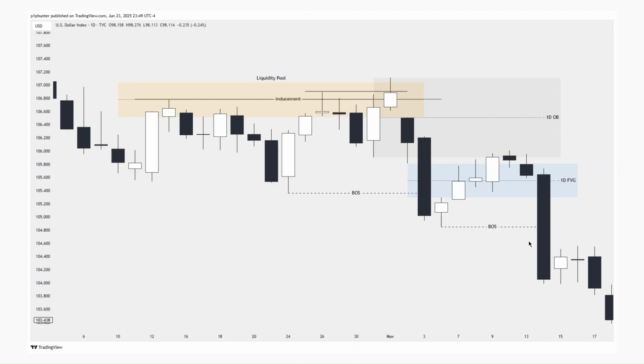The second break of structure that we discuss here is without any inducement. You can clearly see that price has retraced back inside the order block and the fair value gap left behind and reacted strongly with significant displacement off of it, closing below the recent lower lows and giving us a clean break of structure.